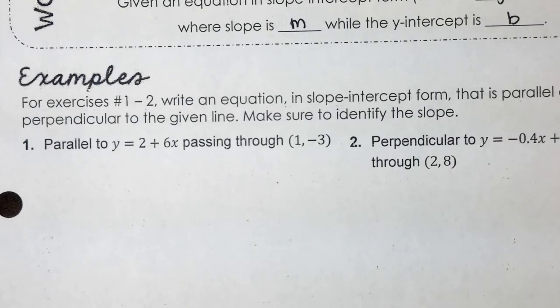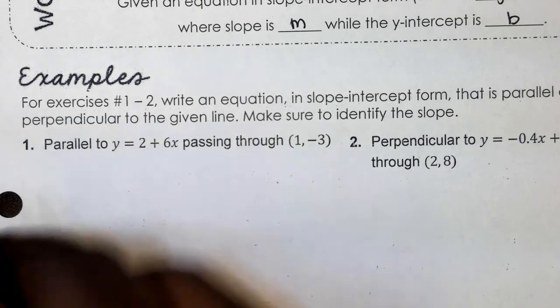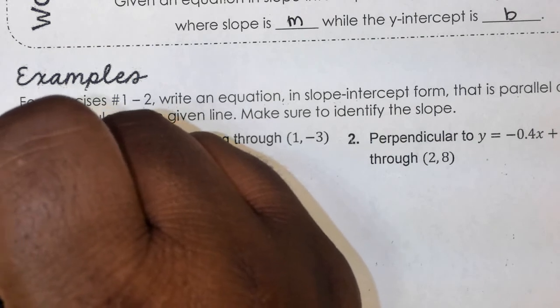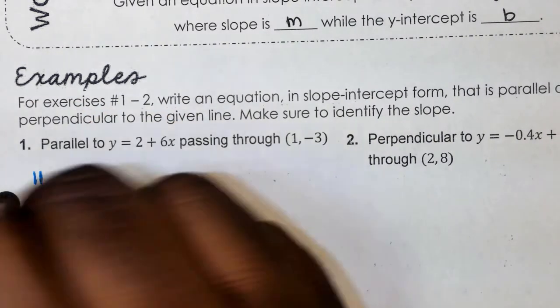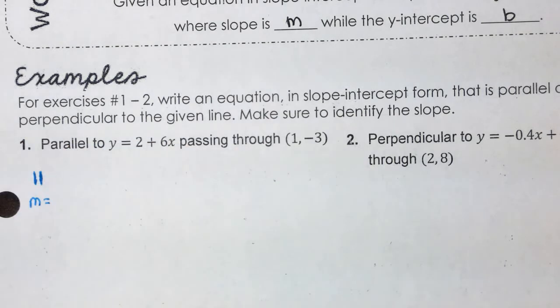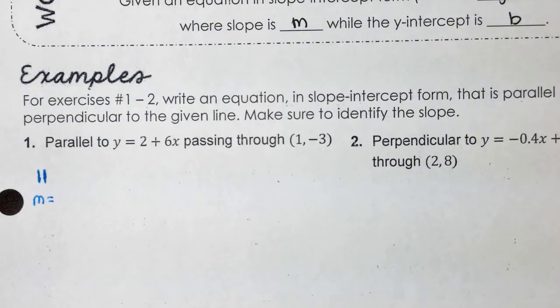Alright, so things that I'm looking for. First thing I want to know is the slope of this line. They said the lines are parallel. I'm going to indicate that for myself. I always do it with my parallel symbol. So I know my slope M is going to be the same as the slope of the first line.